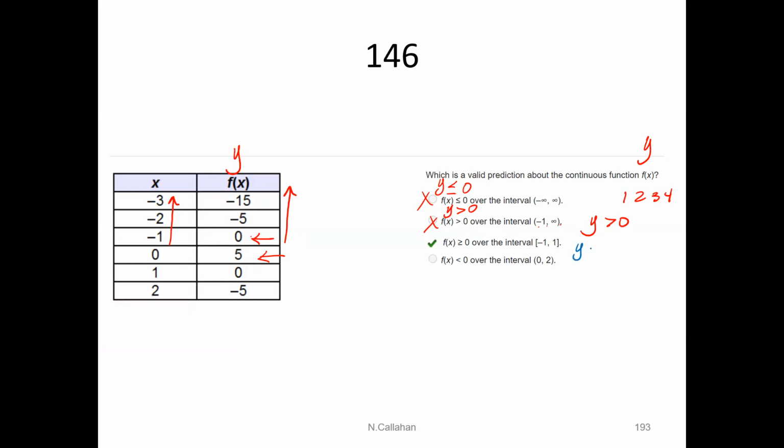C, it's saying y is bigger than or equal to 0 between -1 and 1. So in between -1 to 1, are these numbers bigger than or equal to 0? And that is accurate. So your correct answer is C as in cat.